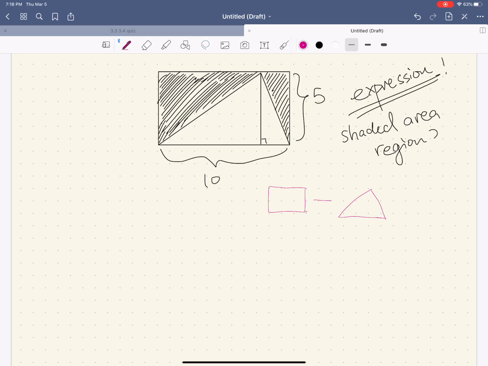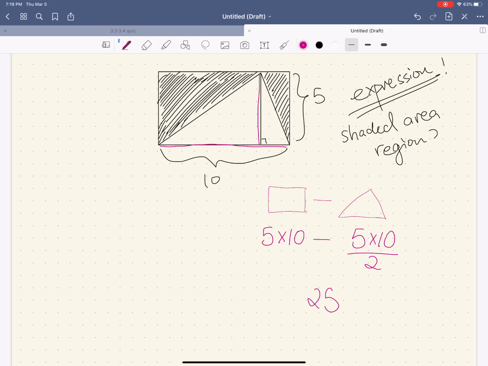Okay. So where's my area for my rectangle? It should be base times height, which is 5 times 10. Minus the triangle, which is base times height divided by 2. The base of the triangle shares the base of the rectangle. The height of the triangle shares the height of the rectangle. That's the expression I want. You don't have to calculate it, but if you do want to calculate it, it's just 25.